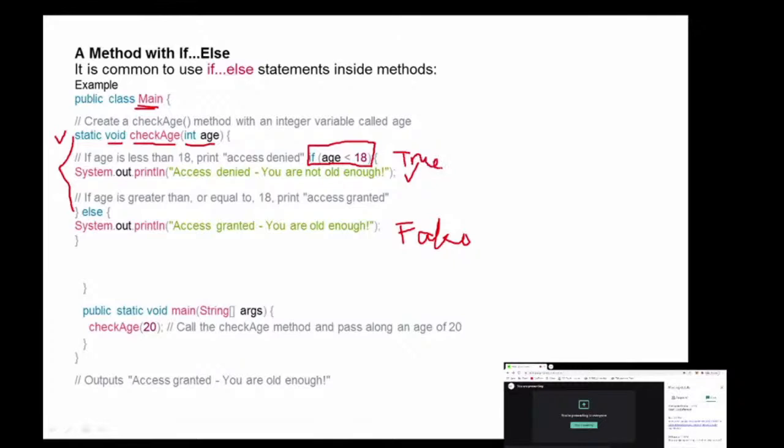Again, if the condition age is less than 18 is true, then it will print access denied, you are not old enough. Otherwise, if the condition is false, it will print access granted, you are old enough.